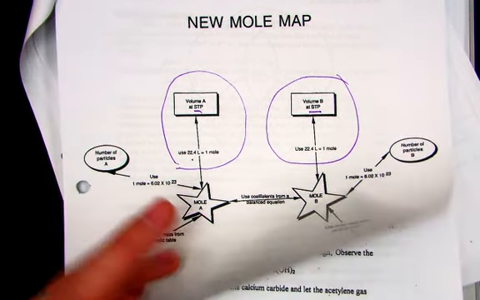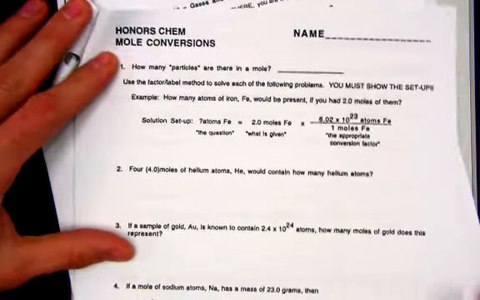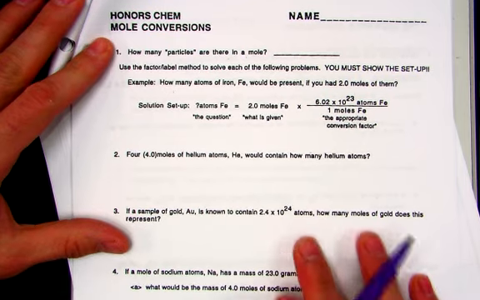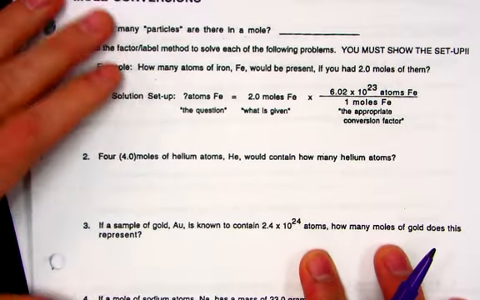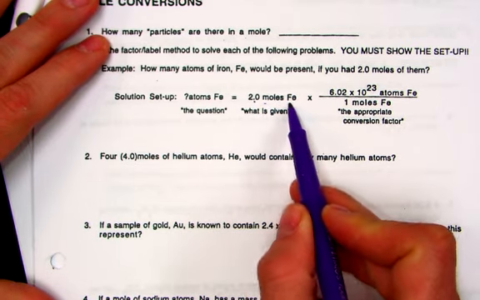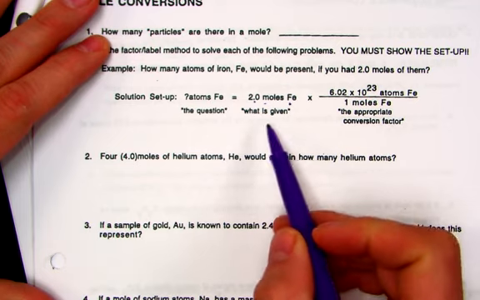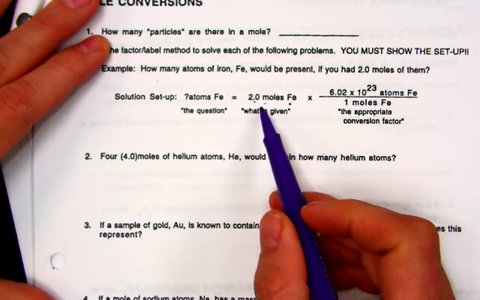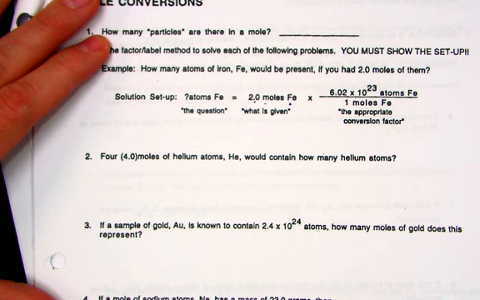So we're going to flip a couple more pages here to mole conversions. All right, I'll let you catch up here. And I'll zoom in just a hair so you can see this a little bit better. But basically, if you look at the first problem, if I had 2 moles of iron and I wanted to figure out how many atoms I have, our typical setup would be to multiply by 6.02 times 10 to the 23rd. So that's nothing new.